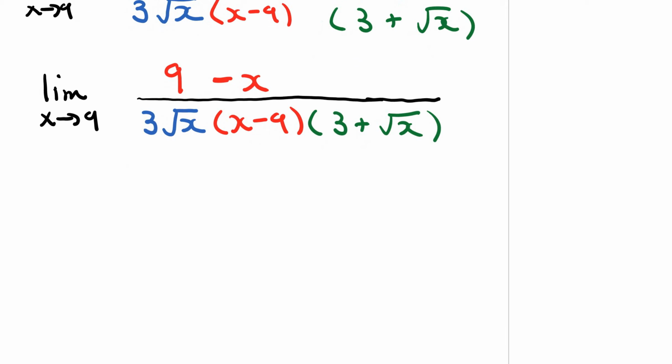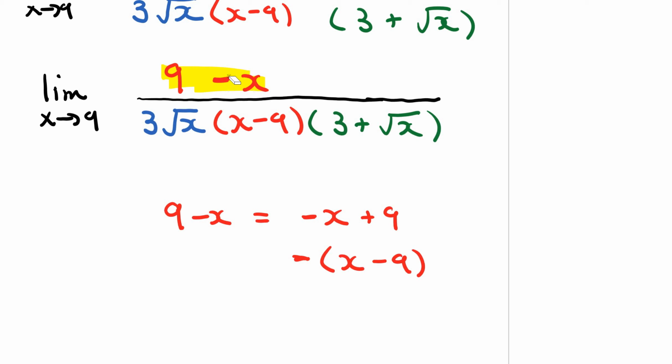Okay, now let's go ahead and take a look at the numerator here, right? The 9 minus x. All right, well, if I look at that, that's the same thing as negative x plus 9 if I rearrange it. Then if I factor out the minus sign, I get negative bracket x minus 9. All right, so in the numerator here, I can simply write this as a negative sign and then bracket x minus 9. Okay.